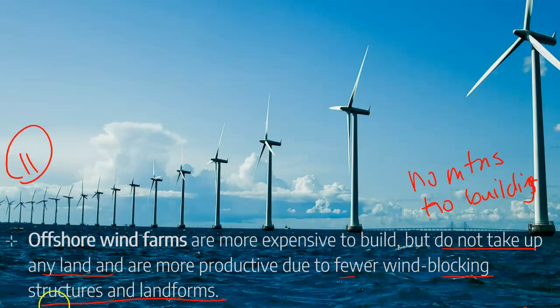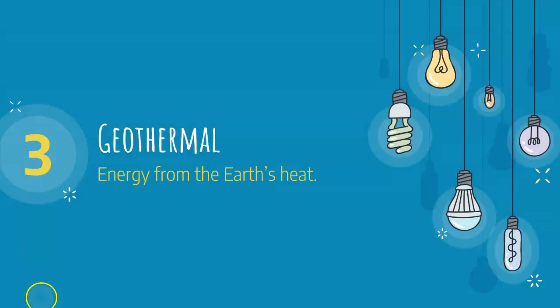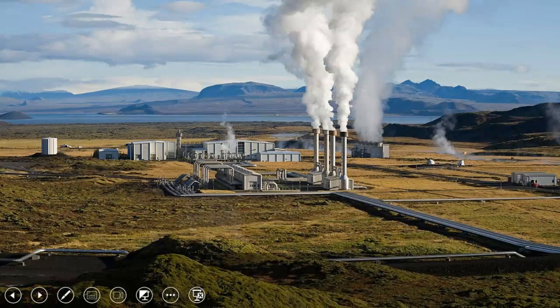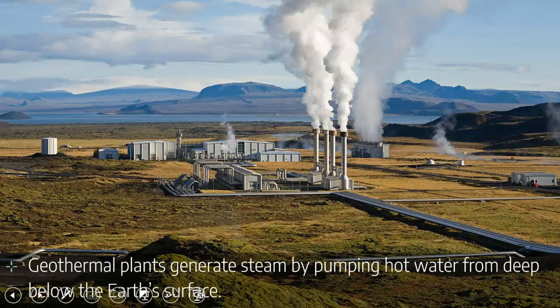All right, let's continue on with chapter 2. Let's talk about geothermal power. Geo means earth. Thermal means heat. So we pump hot water from deep below the Earth's surface to form geothermal power, and this is number 12.